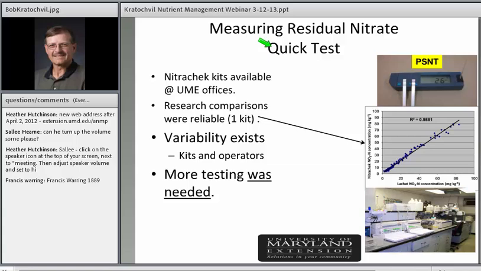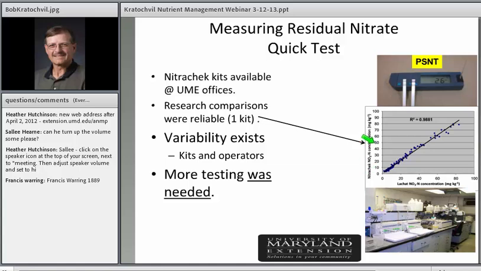Of course, the nitrate kits are the same ones that are used to conduct a PSNT, the pre-sidedress nitrate test for corn. The research that we conducted with the kit that we had in our lab proved to be very reliable. And in this chart here, along this axis, you have our lab nitrate concentration.